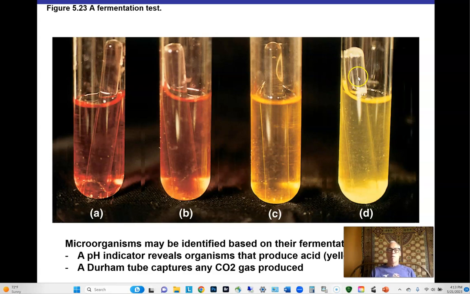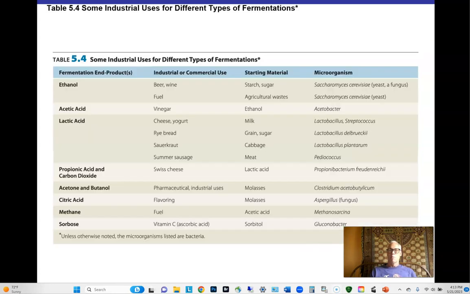Also, here's a Durham tube, it's called. This is an upside down tiny glass test tube, which was full of media at the start. And some microorganisms produce some gas while they're fermenting, and that can be, again, a telltale sign to help us identify a particular microorganism species. And yep, we see a gas bubble that's formed in there during the fermentation. That gives us, again, a little clue about what organism is present that we might have isolated from the stool of a sick person.